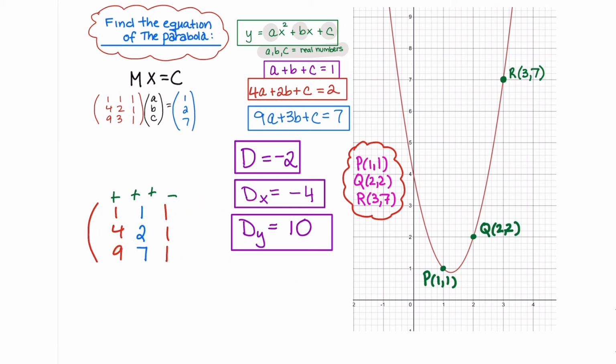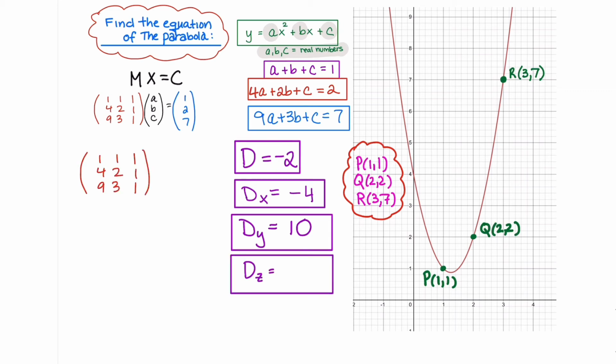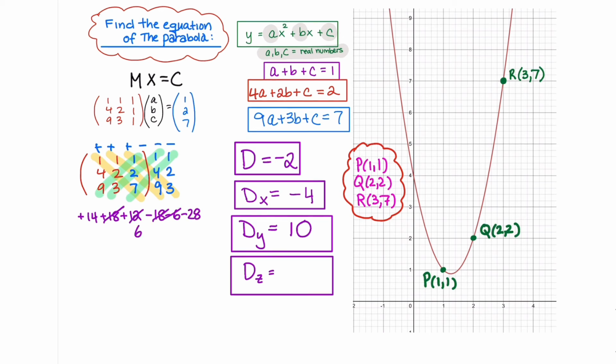So we have one more to do where we replace the third column of matrix M, and then we're going to call this determinant d sub z, depending on where you come from. So here, again, replacing the third column with 1, 2, 7, copying the first 2 columns and doing our diagonal dance for the determinant, we get a determinant that works out to be, let's see, -8.